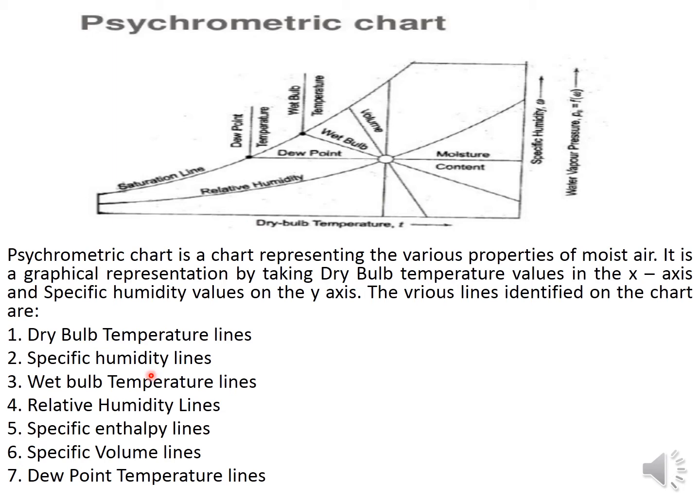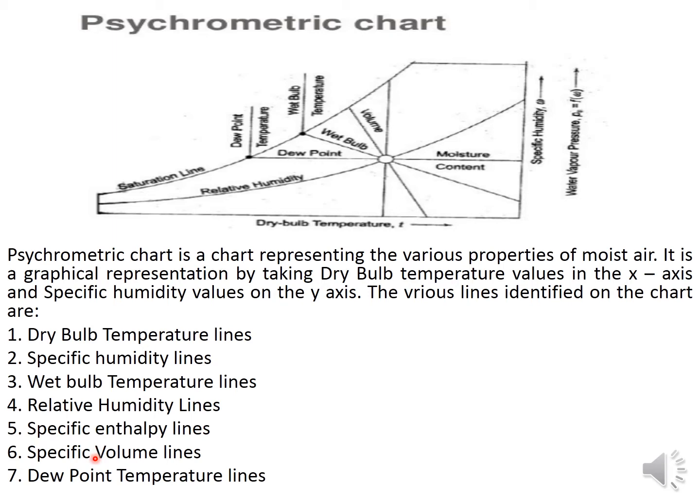Next, wet bulb temperature lines. Wet bulb temperature lines, they are in this fashion, they will be having wet bulb temperatures. Relative humidity lines. Relative humidity, directly it will be in this curve lines like this. These are very important lines. Specific enthalpy lines. Specific enthalpy lines will be outside here. Here in the chart you can see there. In this chart it is not shown, but here it will be shown in the future slides.